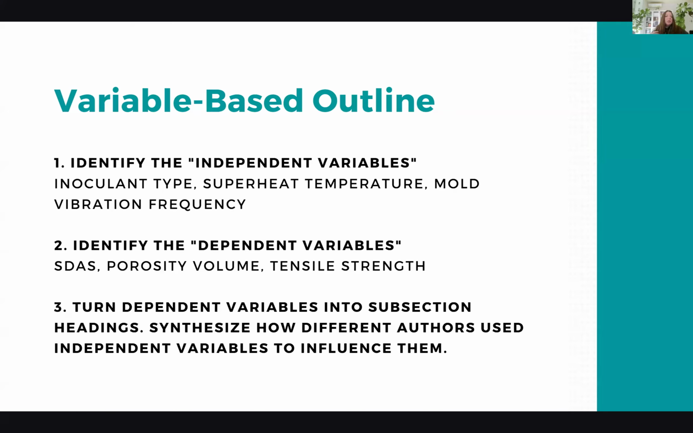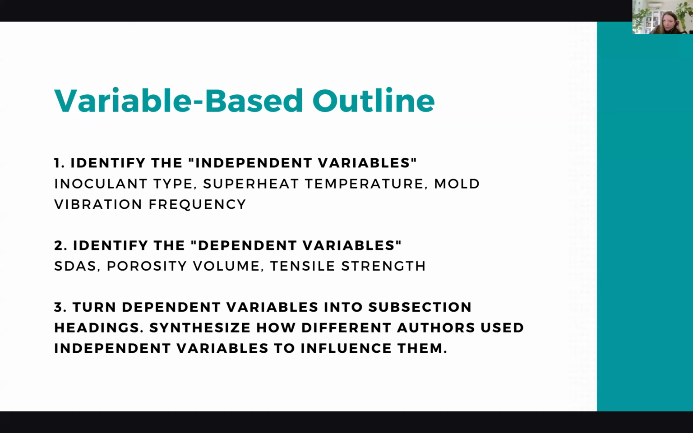So these can be mechanical properties. These can be defect numbers like porosity volume or shrinkage defects or anything else. So those are dependent variables. Next, once you have your two batches of independent and dependent variables, you turn your dependent variables into subsection headings and synthesize how different authors used your independent variables to influence them.